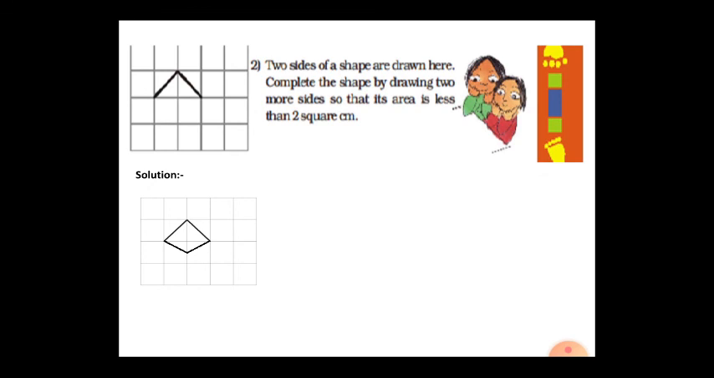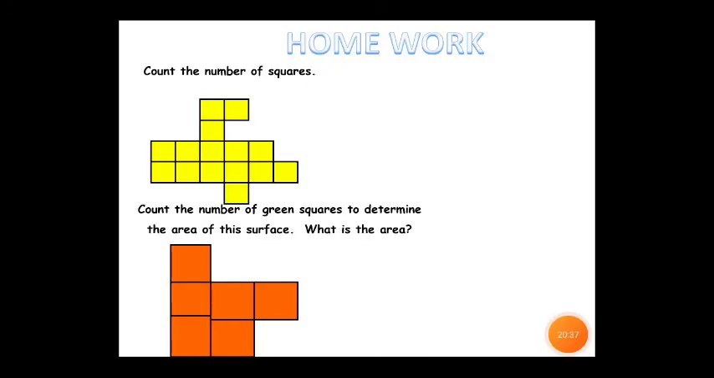Now again, two sides of a shape are drawn here. Complete the shape by drawing 2 more sides so that its area is less than 2 centimeter square. Area is less than 2. Homework. See this, you have to count the number of squares and write the answer.